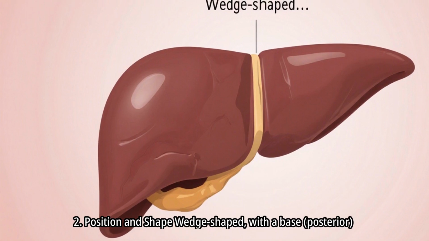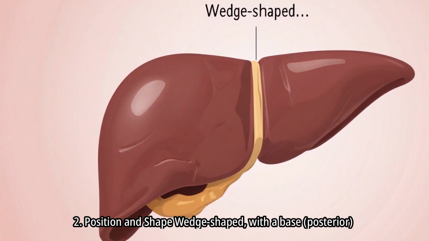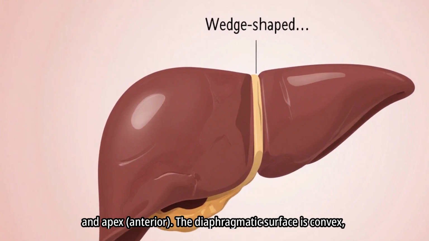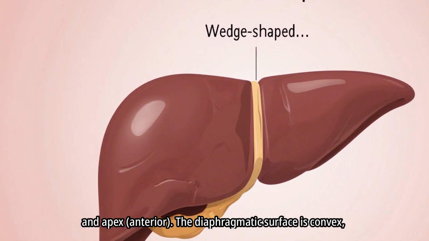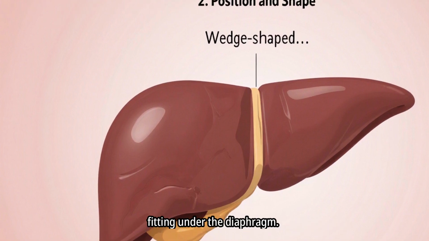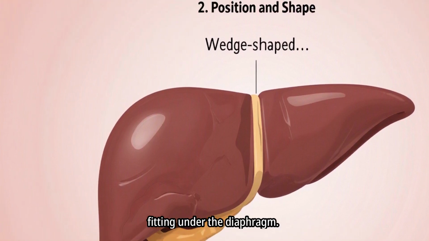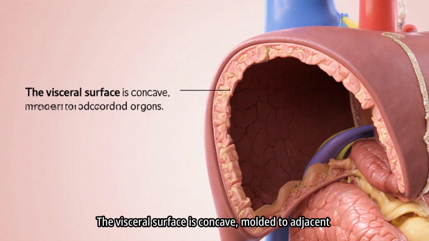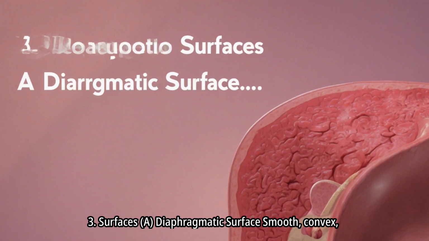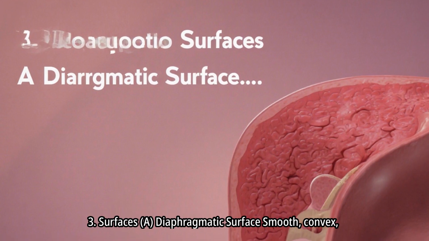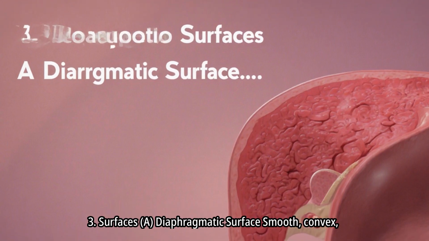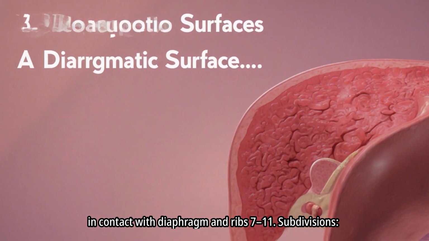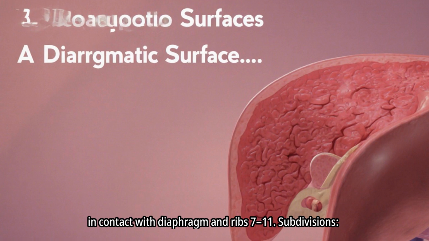2. Position and shape. Wedge-shaped, with a base, posterior, and apex, anterior. The diaphragmatic surface is convex, fitting under the diaphragm. The visceral surface is concave, molded to adjacent organs. 3. Surfaces. A. Diaphragmatic surface: smooth, convex, in contact with diaphragm and ribs.